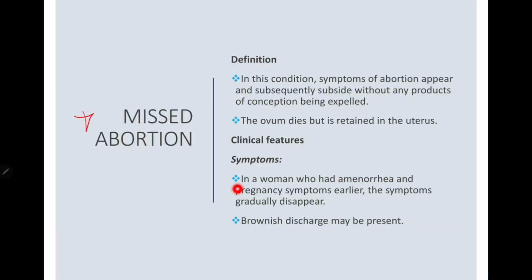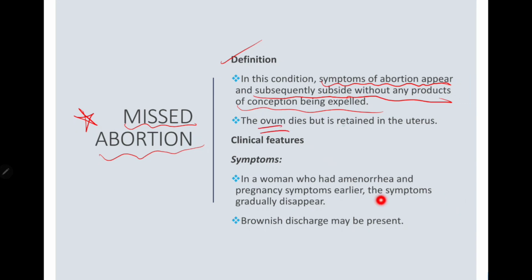Next, moving on to missed abortion. First let's look at the definition of missed abortion. In this condition, the symptoms of abortion appear and subsequently subside without any products of conception being expelled. They will come and they will subside, but there will not be any expulsion of products. The ovum here actually dies, but is retained in the uterus.